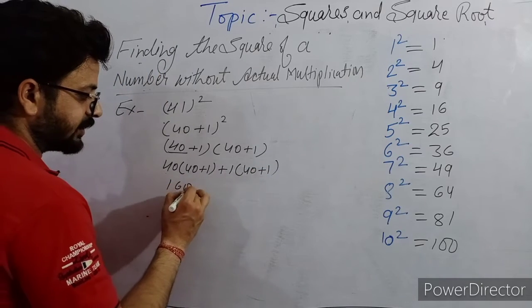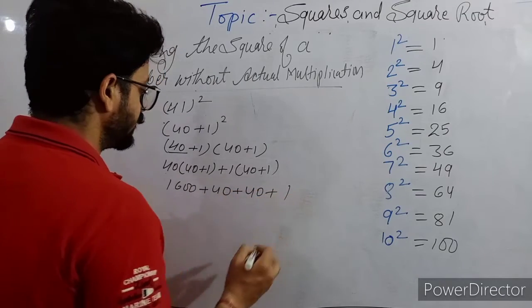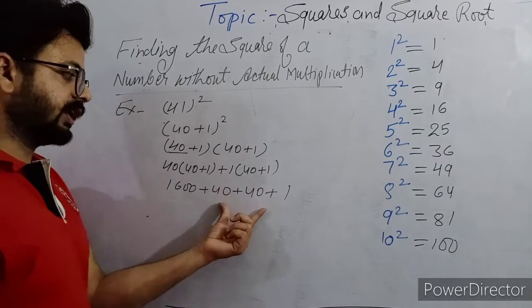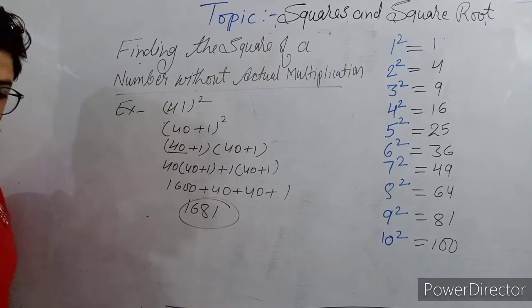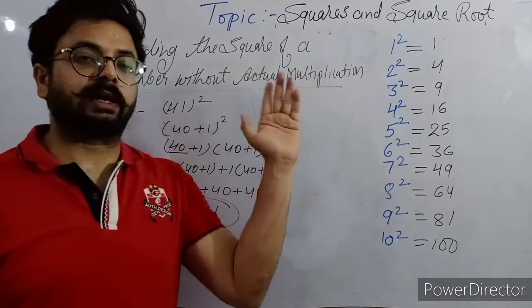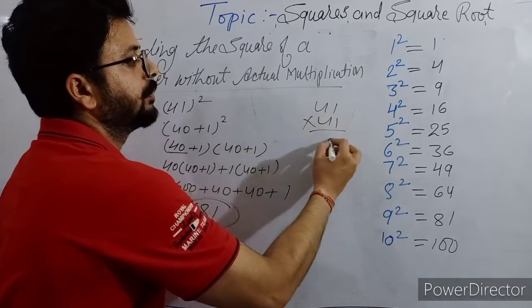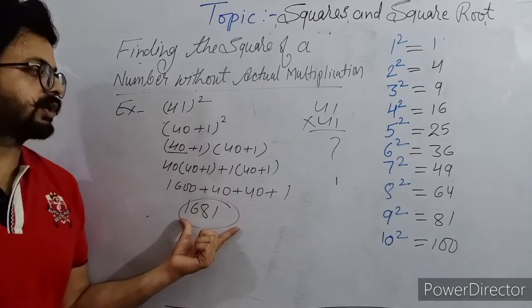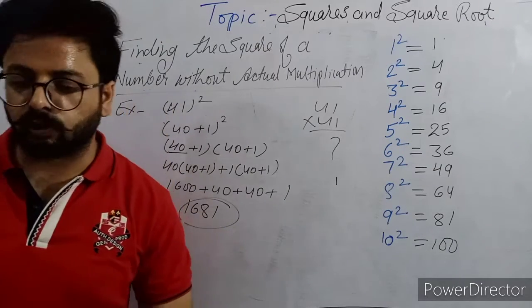That gives 1600 plus 40 plus 40 plus 1. 1600, 40 plus 40 is 80, so 1681. Now the answer is this. Otherwise you would multiply directly, 41 and 41, but here you can solve without actual multiplication. So note down both the examples.